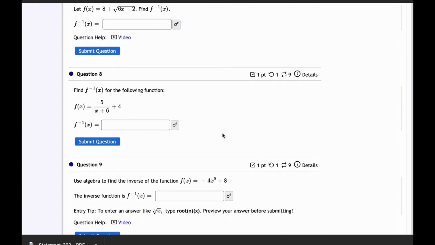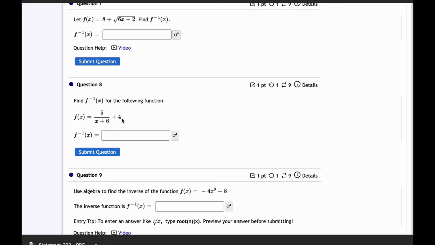Question 8 is more of the same, where you're trying to find the inverse function, except now what you have is more of a rational function. So this was the second of the example videos that I made that show how to deal with this problem.